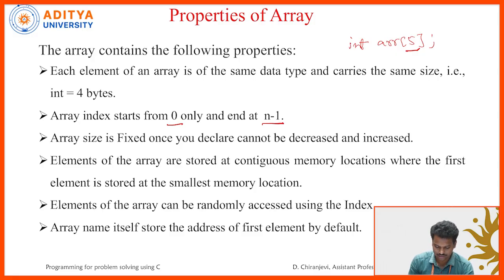Array size is fixed. Once we declare an array, you cannot increase the array size and you cannot decrease the array size. Elements in an array occupy the memory contiguously. The first element is stored in the smallest memory location, that is the least address. Elements of the array can be randomly accessed by using the index. The array name by default stores the address of the first element always. These are some of the properties of arrays.